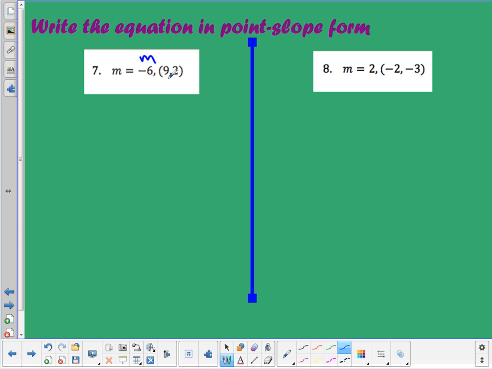And then in a point, we always know that the x value goes first and the y value goes second. So that's going to be my x1, that's going to be my y1. And now let's take a look at what that would look like in the equation. So in the equation, I have y minus the y1 value, which is 2, is equal to the slope, -6, times x minus the x1 value, which is 9.